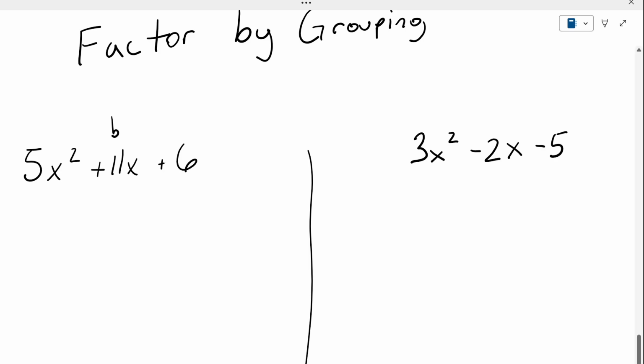The best way to explain it would be through an example. So let's start with 5x squared plus 11x plus 6. With this example, we can see that 11 can be broken down into 5 plus 6. So we can write 5x squared plus 5x plus 6x plus 6.